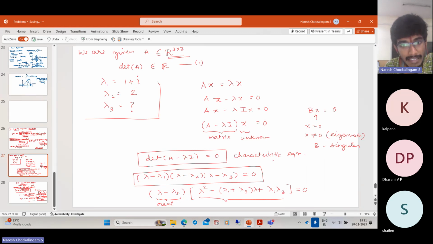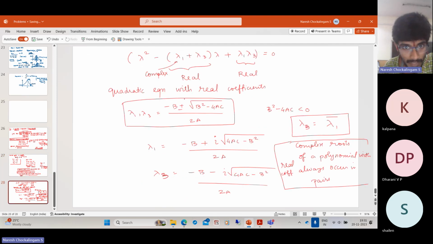And if all its entries are real, the coefficients of the characteristic equation, which come from the entries of the real matrix, should also be real. Therefore, this is a quadratic equation with real coefficients, and the only way it can have complex roots is if they occur in pairs. We are given that lambda 1 is equal to 1 plus I. So what is lambda 3? It is lambda 1 conjugate, so it should be 1 minus I.